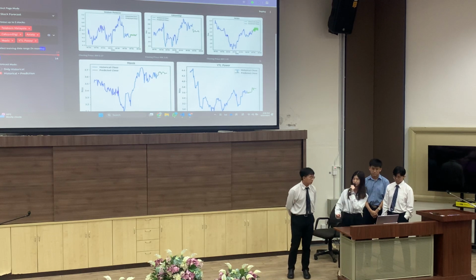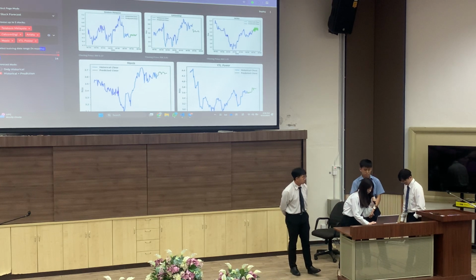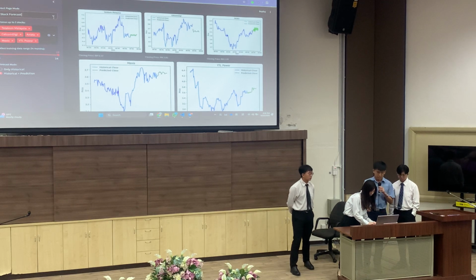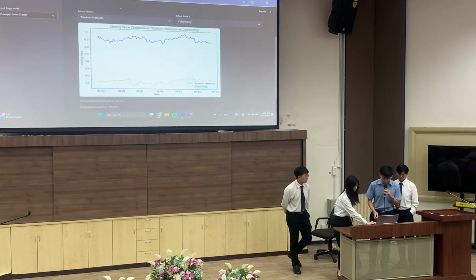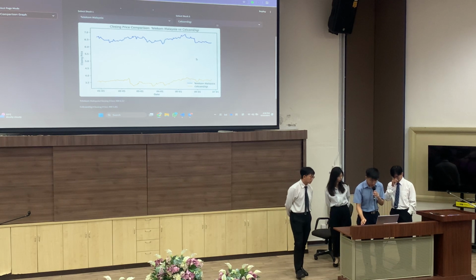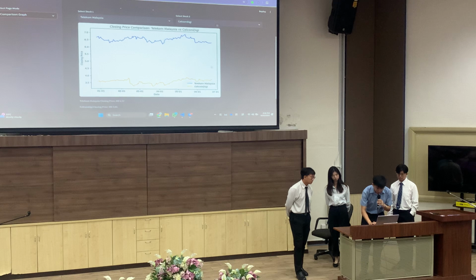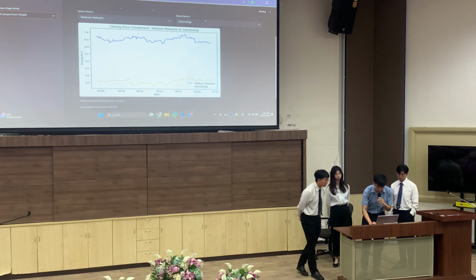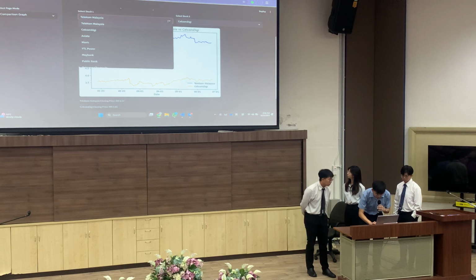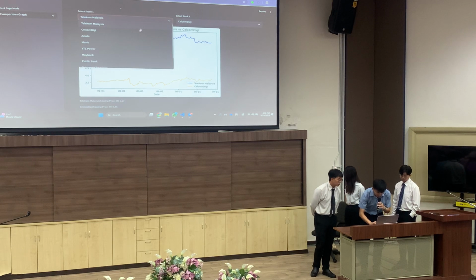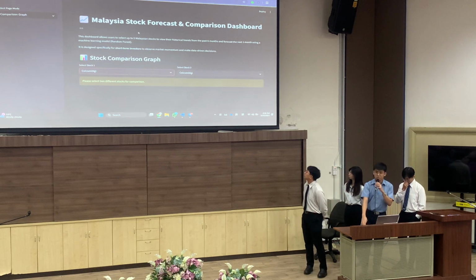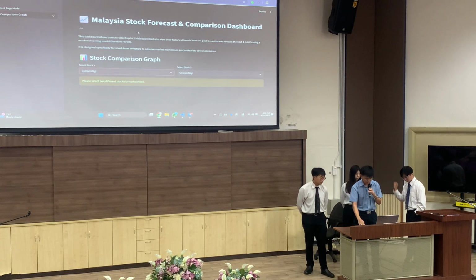Okay, so now I proceed to the comparison of stock. Now I continue to the comparison graph for the closing price comparison. This is the example of Telecom Malaysia and SQITK3073A. But if I change SQITK3073A to stock 1, it cannot. You need to choose two different stocks for comparison.